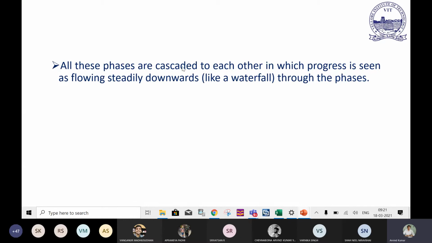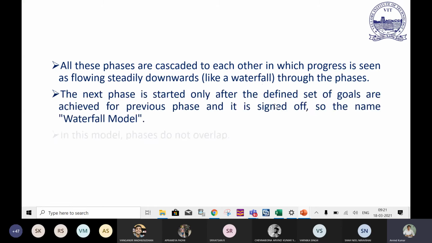The progress is seen flowing steadily downwards like a waterfall throughout the phases. The next phase is started only after the defined set of goals are achieved for the previous phase, and it is signed off finally. Means after that you cannot do modification. So the name is so-called waterfall. In that way you can understand the whole story.